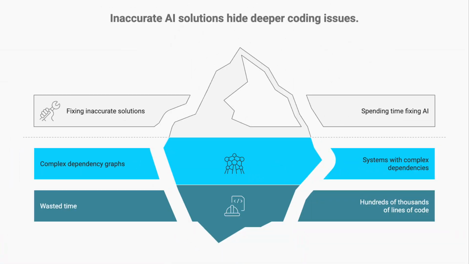When you're dealing with hundreds of thousands of lines of code, complex dependency graphs, and systems that interact with other systems, you may spend more time fixing inaccurate AI solutions than actually coding.